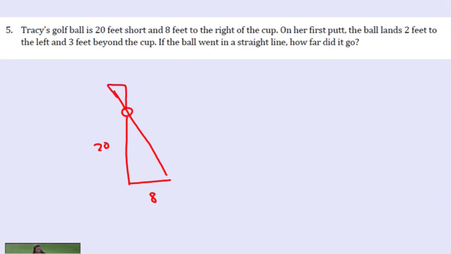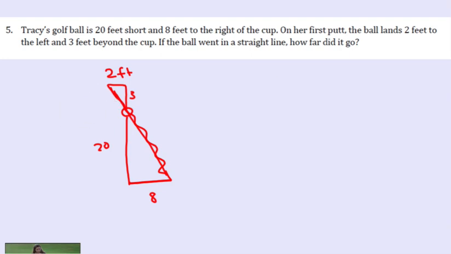So here it goes 3 feet this way, two feet this way. So maybe she hit it perfectly, but she hit it too hard and bounced right through the hole. So how far did it go? So we're looking for this length right here. All right, so, nope, this is going to be 2 feet. Sorry, not that one.